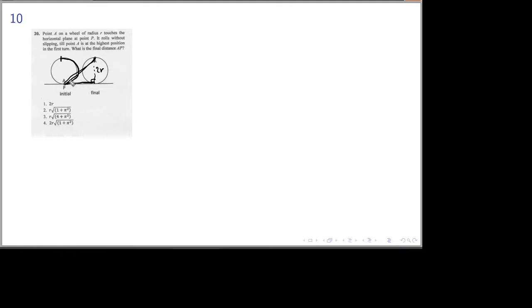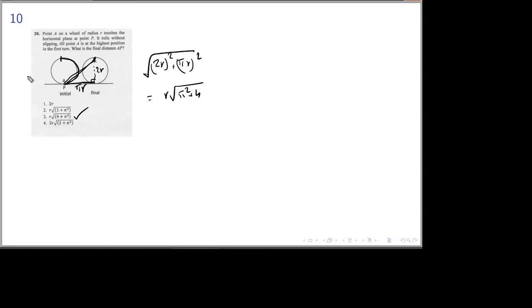So this is how much? The whole length is 2 pi r. This is pi r. So now you get this length. That is the square root of (2r) whole square plus (pi r) whole square. So that's r root of (pi square plus 4). This third option is right.